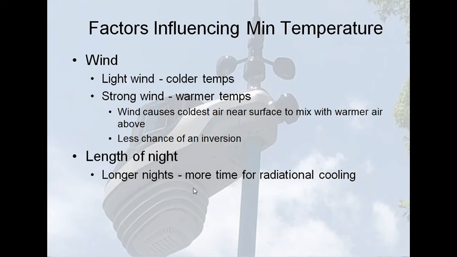And length of night: longer nights mean more time for radiational cooling. In wintertime, we have our shortest days in December, and you have incoming solar radiation, so it'll be warmer during the day, and then you've got those long nights, and it's dark at 5 o'clock. The sun doesn't rise till 7:30, 8 o'clock the next morning. Then you have a lot of time for radiational cooling there.